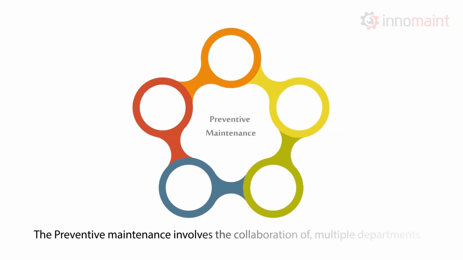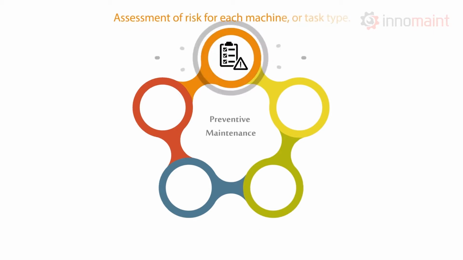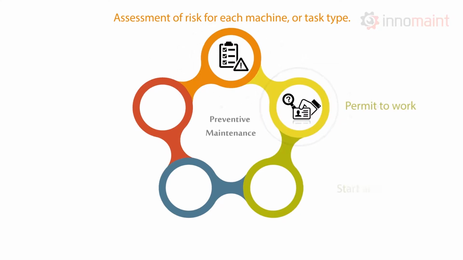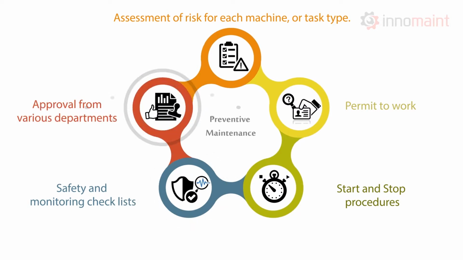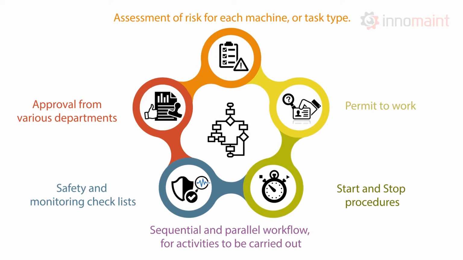Preventive maintenance involves the collaboration of multiple departments, assessment of risk for each machine or task type, permit to work, start and stop procedures, safety and monitoring checklists, approval from various departments, and sequential and parallel workflow for activities to be carried out.